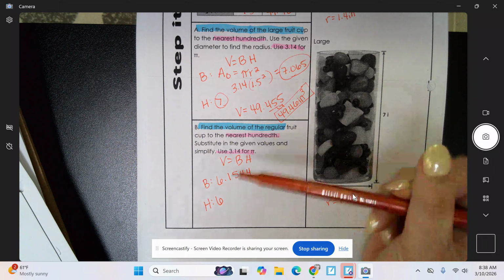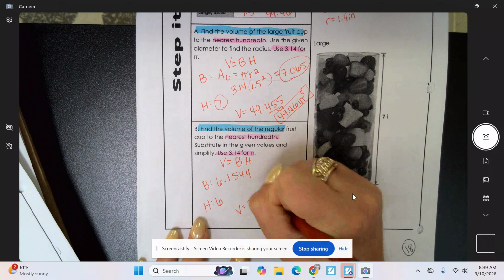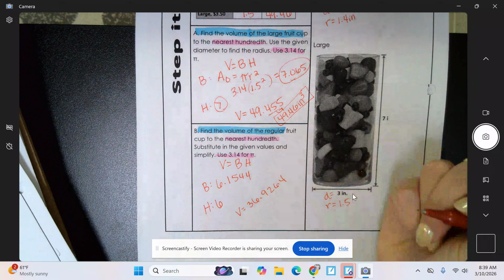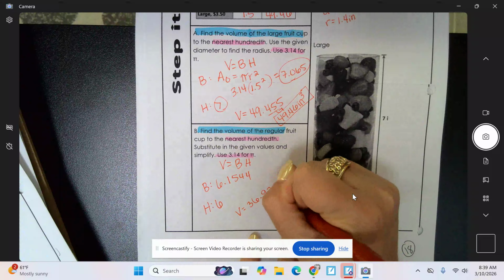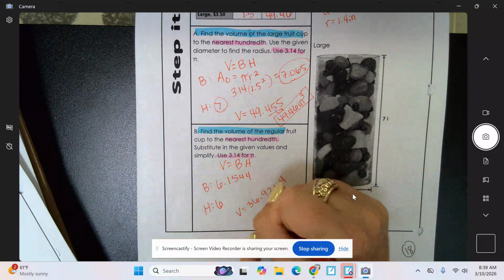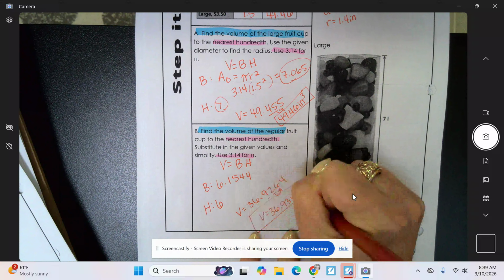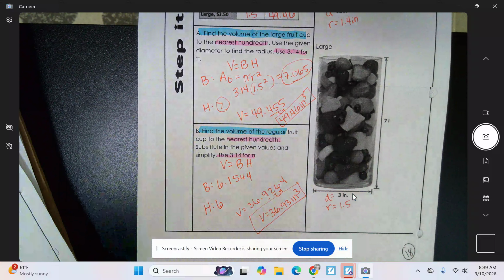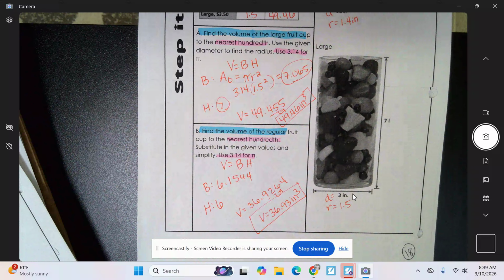So what do we do with these two now? Multiply them, and so we get volume equals, you should have got 36.9264, but we have to round to the hundredths place. Tenths, hundredths. The 2 looks at the 6. The 6 tells the 2 to go up. So you should have got a volume of 36.93 inches cubed. Ta-da. Was that terrible? Not really. Okay. Turn it over.